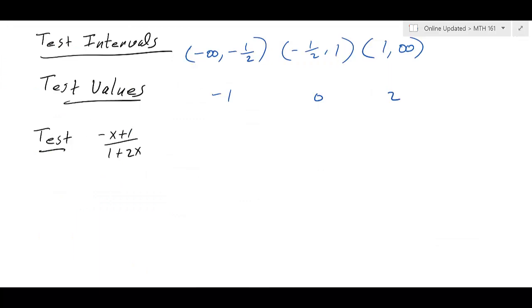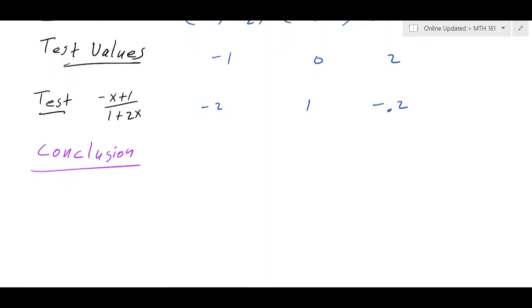So here we have negative 2, 1, and a negative 0.2. And if you didn't pause the video before, see if you can finish the problem from here to find the conclusion and the solution. So the conclusion is we know that this obviously then is going to be negative, positive, and negative.